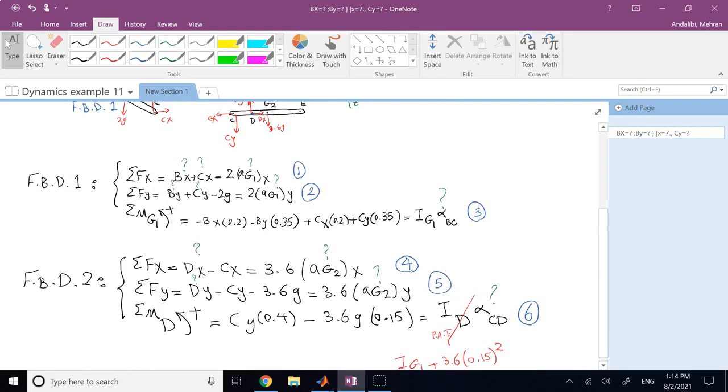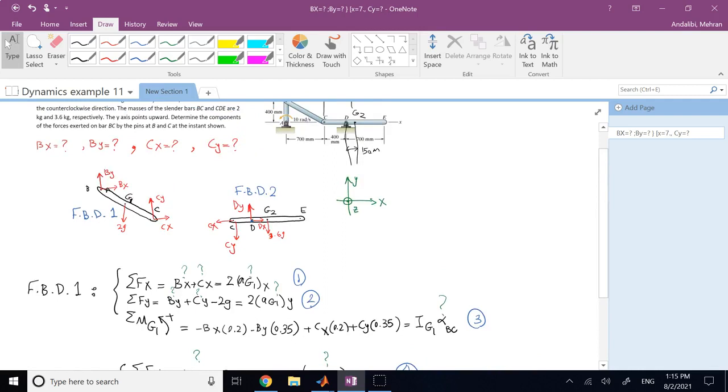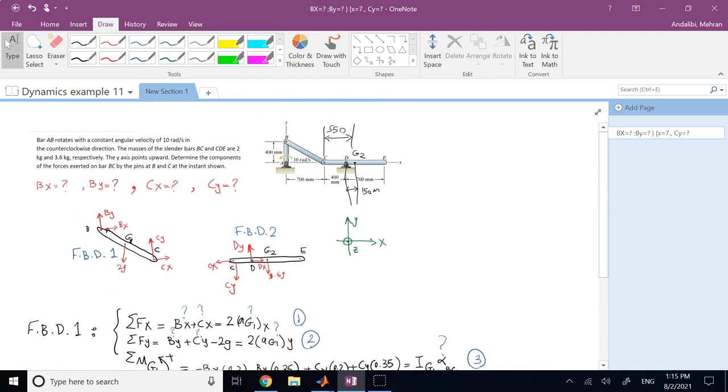So before you can do kinetics analysis and find the forces, you need to find the accelerations, find A's and alphas. And before you can do A's and alphas, as you know from my previous videos, you first need to find omegas of the members. If you don't know the omega of each member, you cannot do acceleration analysis. Omega of AB is given, but not omega of CD and BC. You have to find them first. So that's the process.